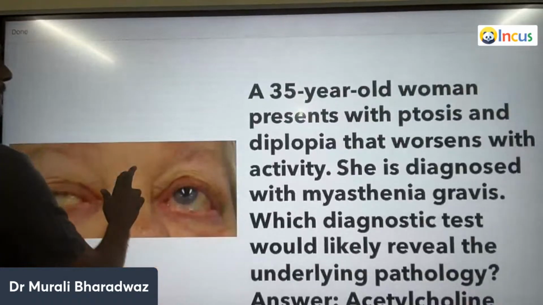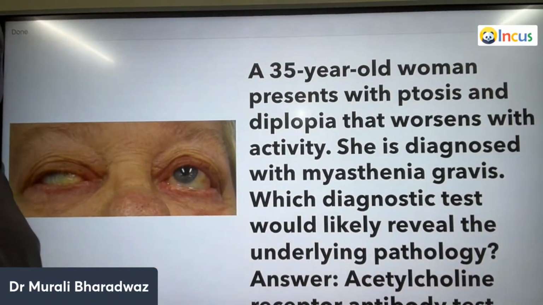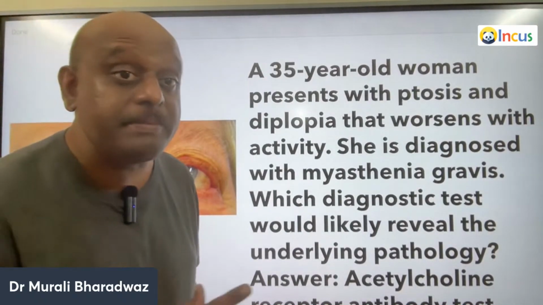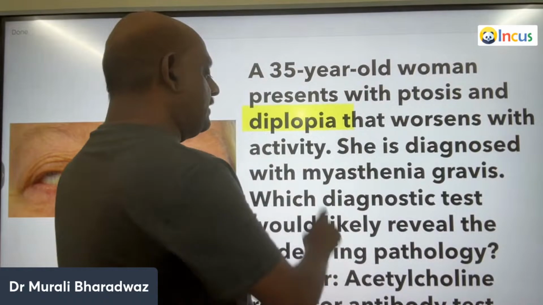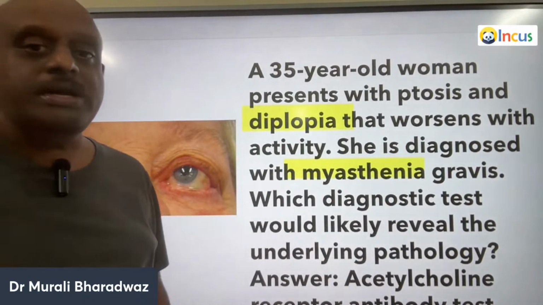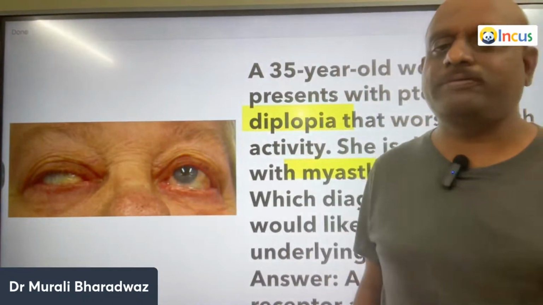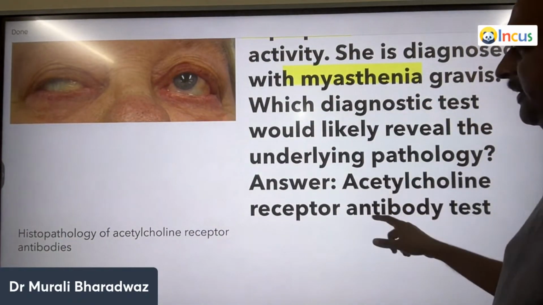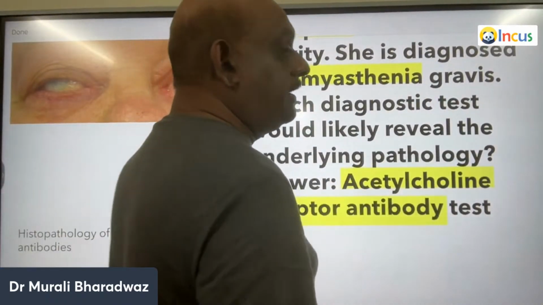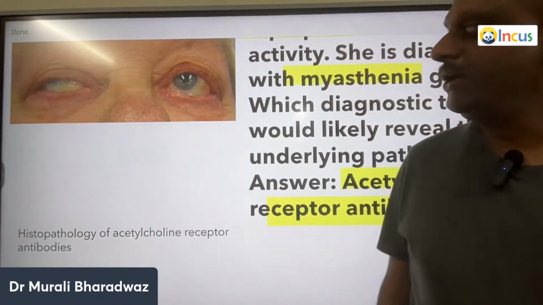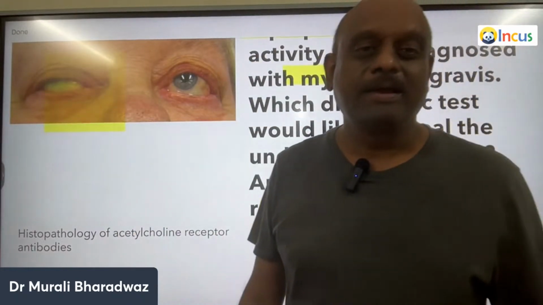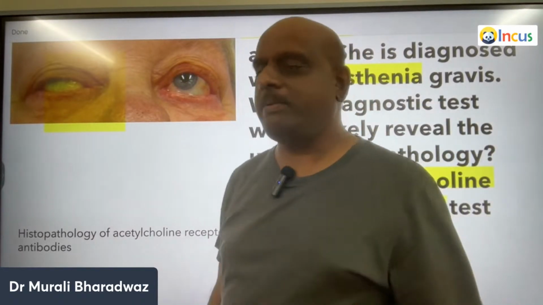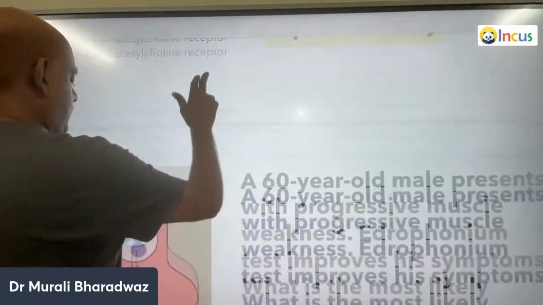So now, doctor, a 35-year-old woman presenting with ptosis, with diplopia that worsens with activity, that is decremental conduction, right? She is diagnosed with myasthenia gravis. So which diagnostic test will reveal the presence of underlying pathology? Myasthenia gravis you will identify by doing acetylcholine receptor antibody test is what you need to remember. So this is how the weakness leading to ptosis in case of myasthenia gravis, which is worse by the time it is evening because of the decremental conduction.